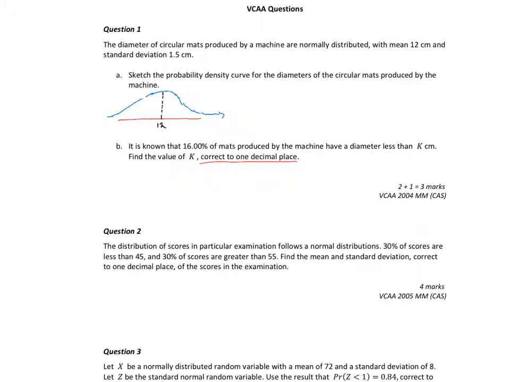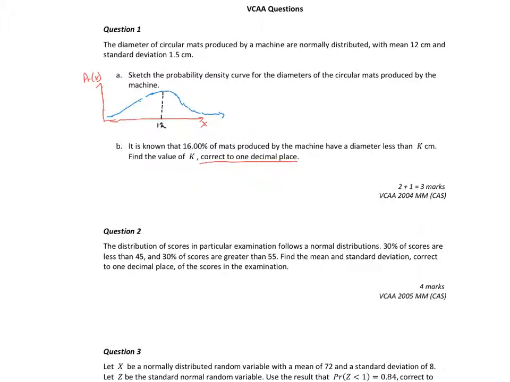So just to make sure we get all the marks on this, it's the probability of X, and that's X, okay? Now, for the rest of it, we're looking for: 16% of mats produced by the machine have a diameter less than K. Find the value of K.